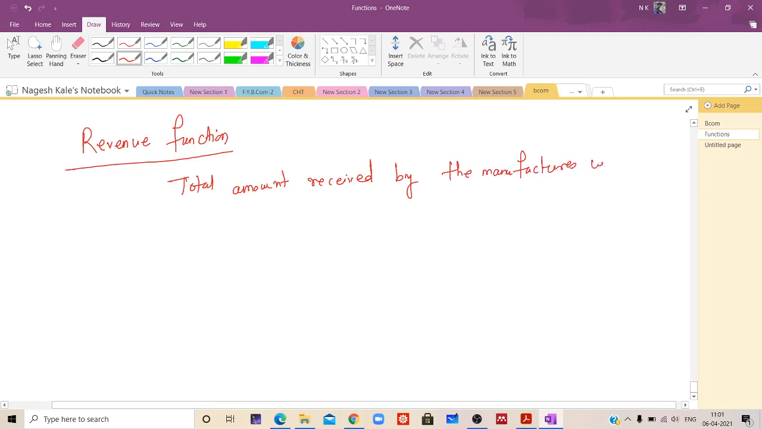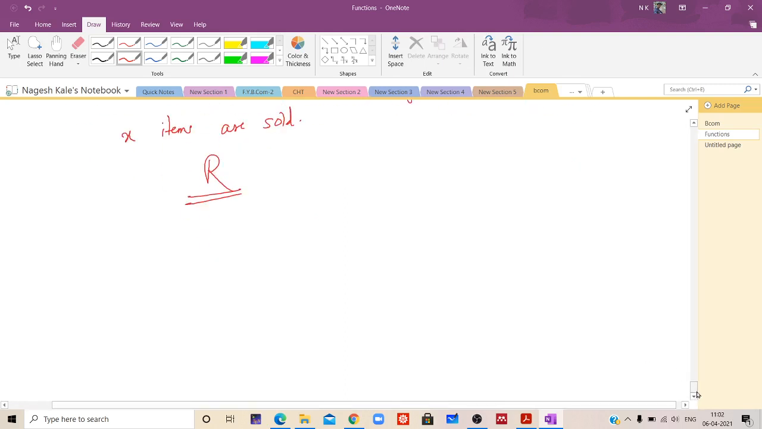when x items are sold. It's very simple. When x items are sold, whatever amount is received by the manufacturer is called the total revenue function. Okay, so now what is the formula? How can you calculate the revenue? Revenue is generally denoted by R, so its notation is capital R. Capital R stands for revenue, as capital C stands for cost.